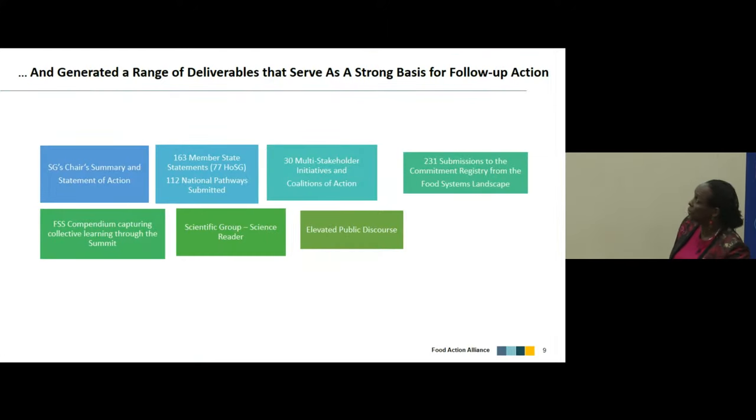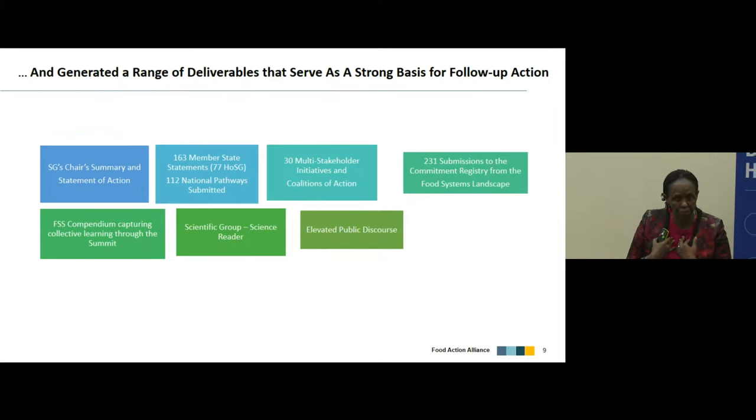Now, fast forward, the Food Systems Summit was a huge success, if you ask me. It was a huge success because we reached 193 countries of 196. Of those, 163 actually showed up for the summit. Of those, 77 were actually heads of state. Meaning that level of commitment in a period of about 24 months is something you don't see all the time.